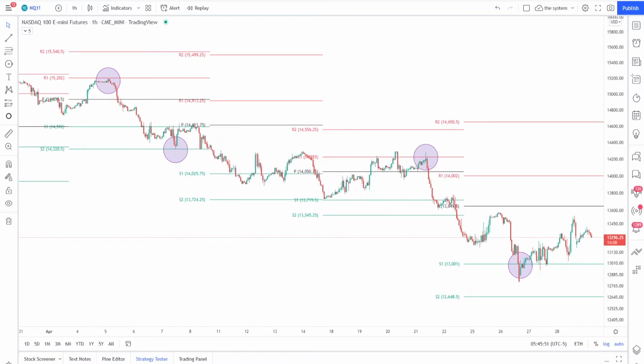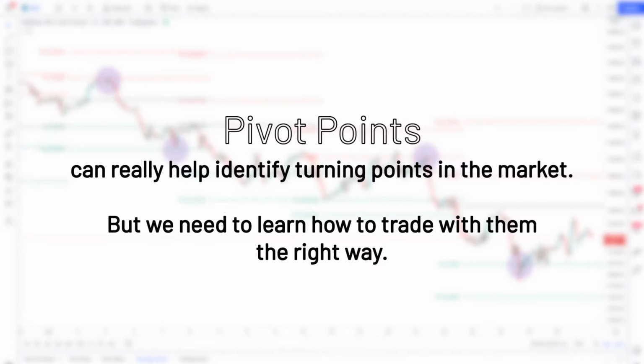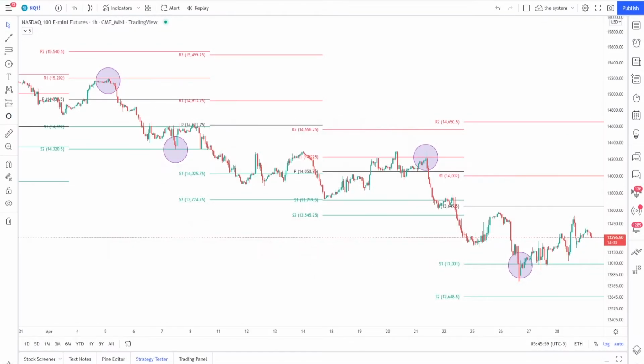Pivot points can really help identify turning points in the market, but we need to learn how to trade with them the right way. Trading with pivot points is the ultimate support and resistance strategy. It will make our support and resistance analysis completely objective. Pivot points are from the floor traders that used to trade in the pits, by the way. The way institutional traders trade is completely different to how us retail traders trade.